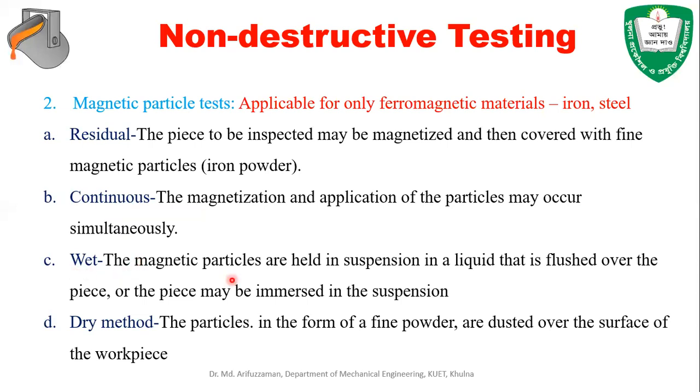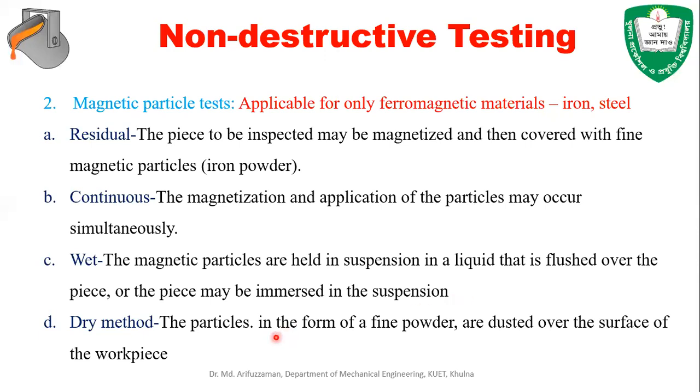The wet test method includes magnetic particles that are held in suspension in liquid. The particles are mixed with liquid and flushed over the workpiece, or the workpiece may be immersed in the suspension, and then you apply the magnetic field on the specimen. Then the magnetic particles will be aligned with the magnetic field that has been created on the surface.